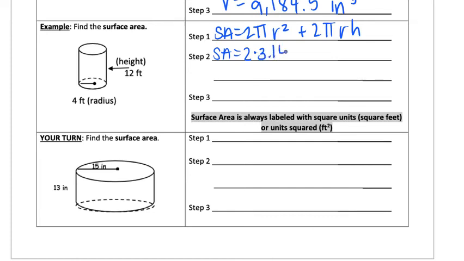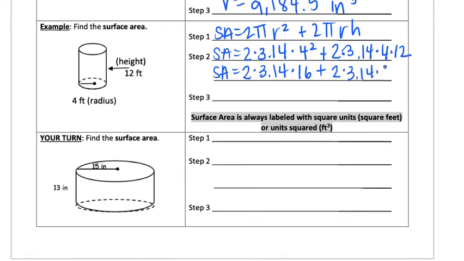So 2 times 3.14 times the radius squared. Our radius here is 4, so 4 squared, plus 2 times 3.14 times the radius times the height. And then I'm going to take care of my exponents first. So I have 2 times 3.14 times 4 squared is 16, plus no exponents here, so I could just multiply these all together. Or we can just show that they're still being multiplied here. So in my final step, I just have to complete my multiplication and then I can do my addition.